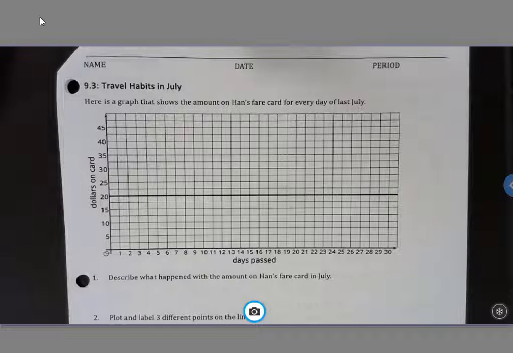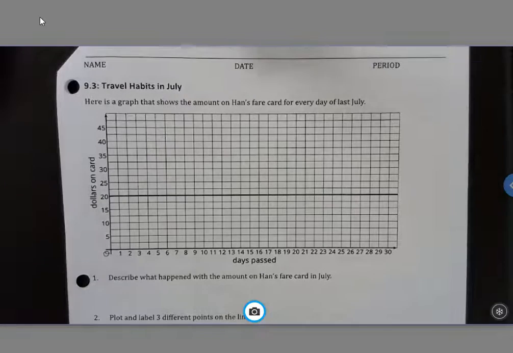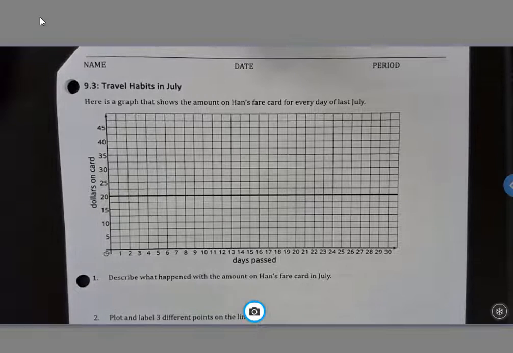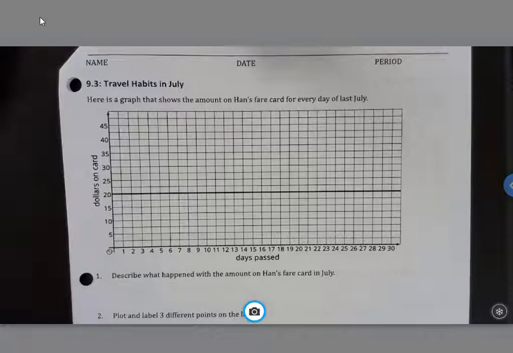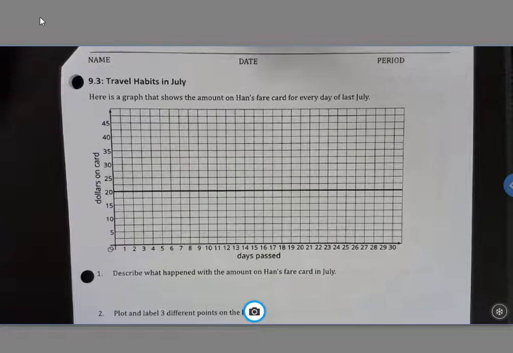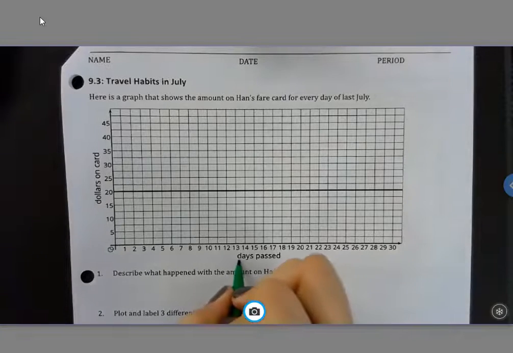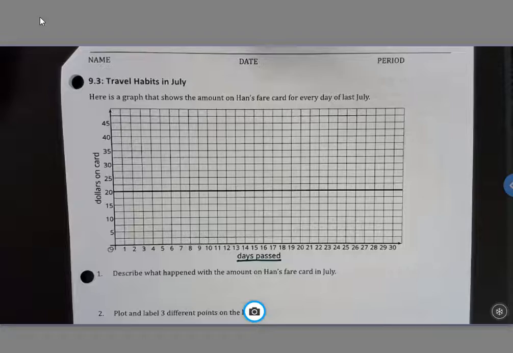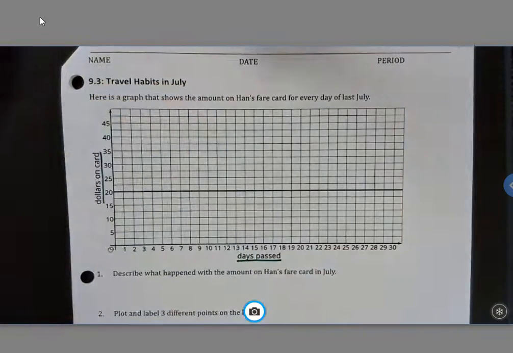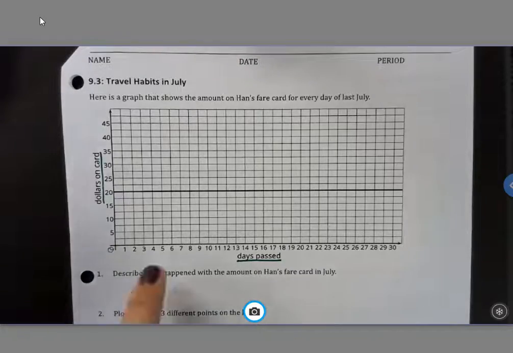Alright, so this video is for page 3, 9-3, travel habits in July. It says, here is a graph that shows the amount on Han's fare card for every day of last July. So the X is representing the days that have passed, and the Y is representing the dollars on the card.